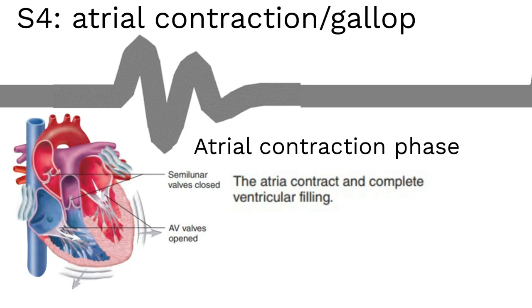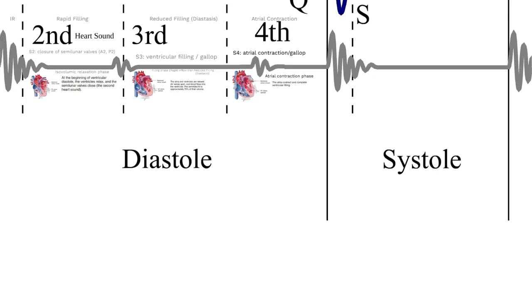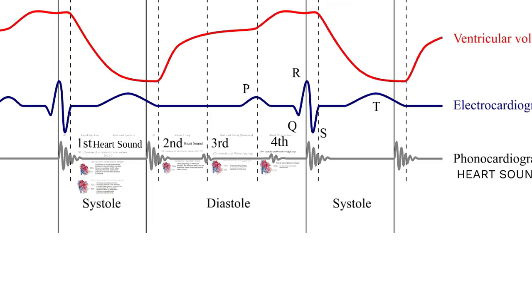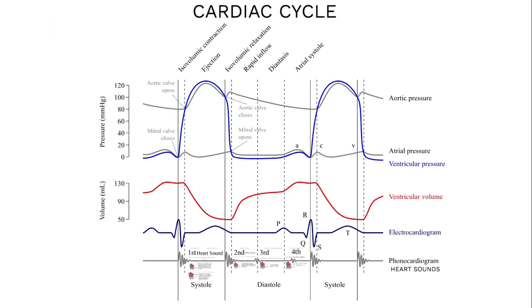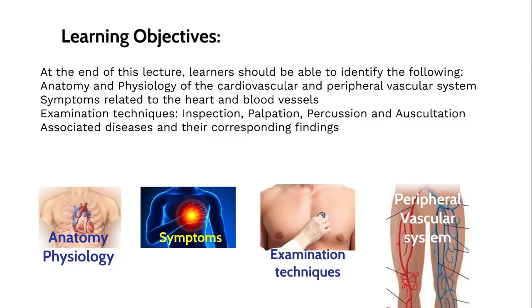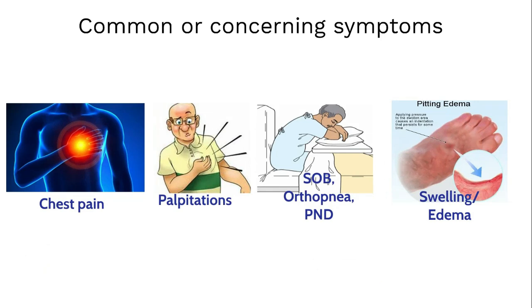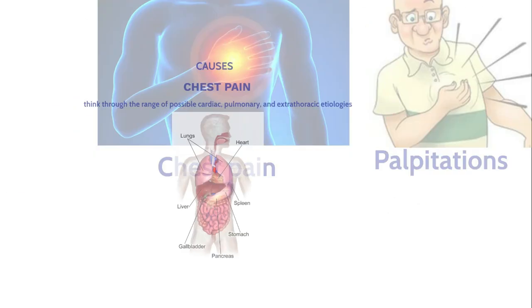There's a decreased LV compliance. So this can be appreciated in patients with LVH, and in the elderly. Okay, so we'll proceed with the symptoms: chest pain, palpitation, shortness of breath, or edema.